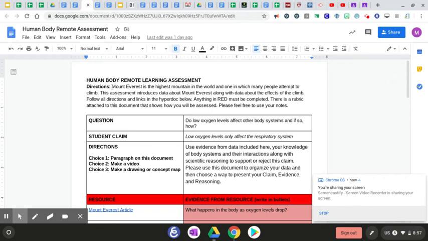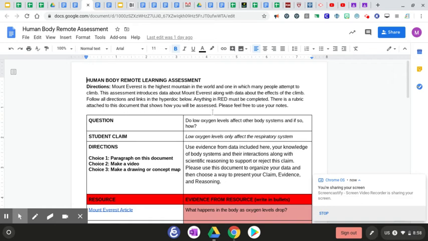Mount Everest is the highest mountain in the world and one in which many people attempt to climb. This assessment introduces data about Mount Everest along with data about the effects of the climb. Follow all directions and links in the hyperdoc below. So because there's other links in this document, it's called a hyperdoc. Anything in red must be completed. There is a rubric attached to this document that shows how you'll be assessed.